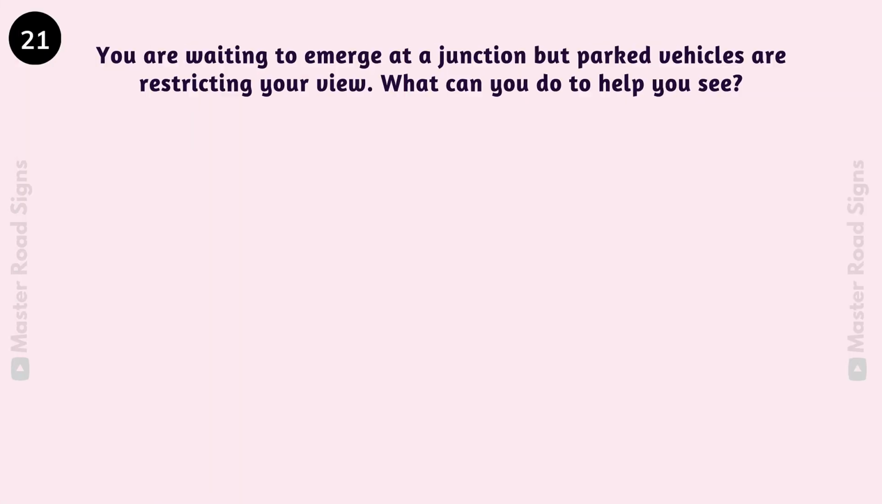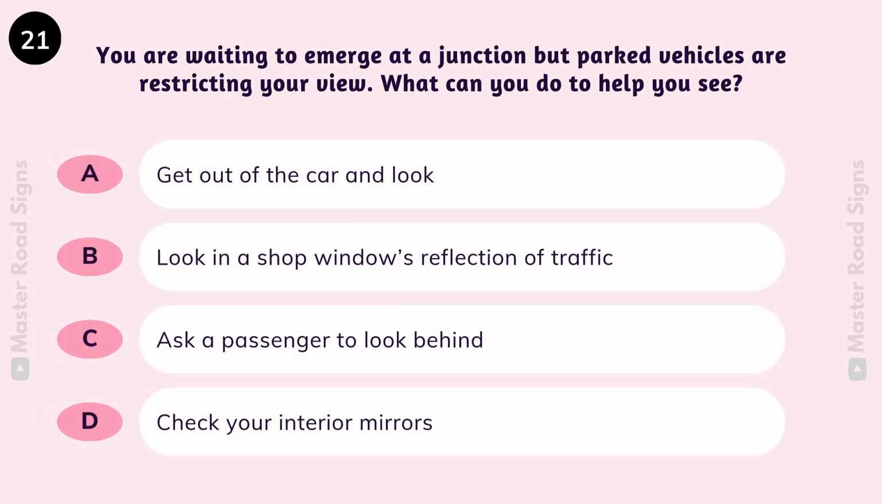Question 21. You are waiting to emerge at a junction, but parked vehicles are restricting your view. What can you do to help you see? A. Get out of the car and look. B. Look in a shop window's reflection of traffic. C. Ask a passenger to look behind. D. Check your interior mirrors. The answer is B. Look in a shop window's reflection of traffic.